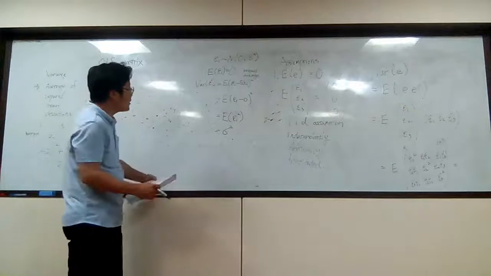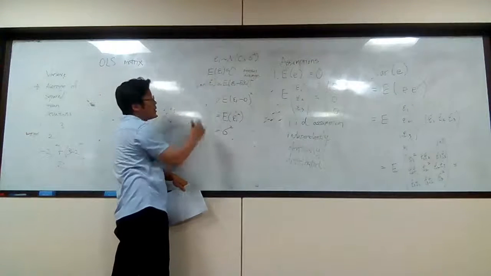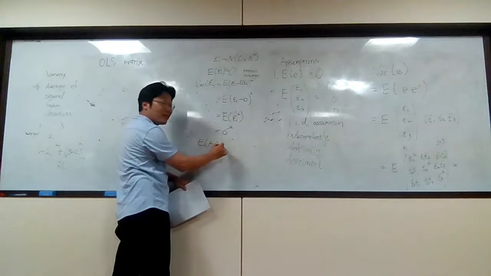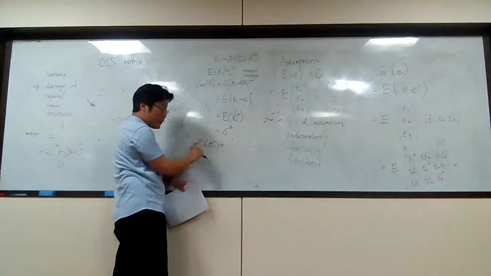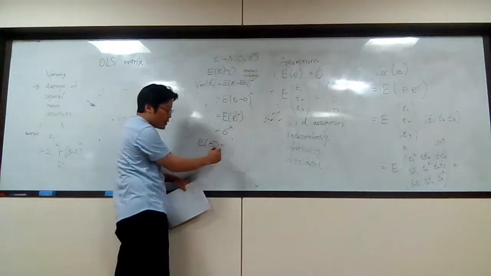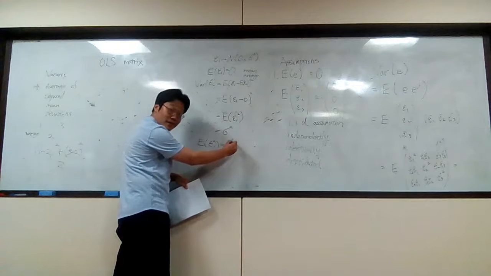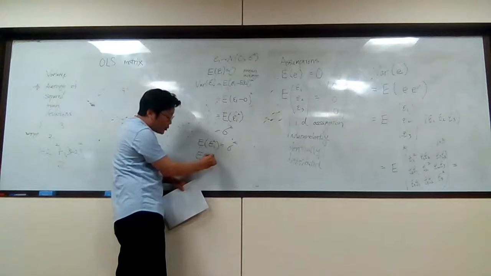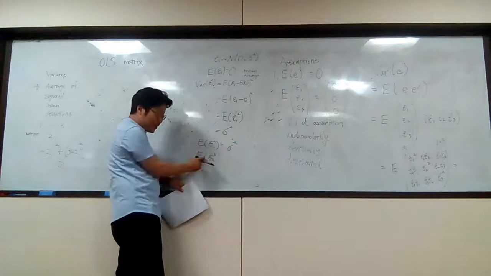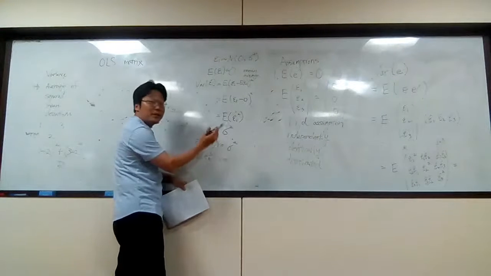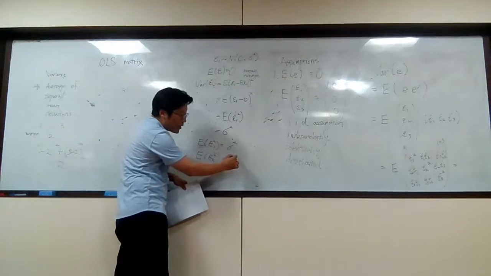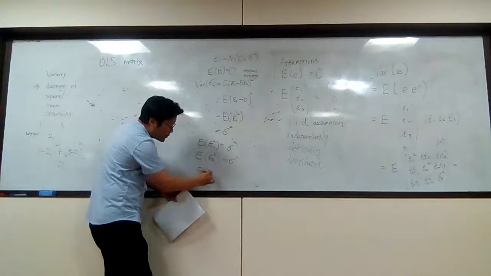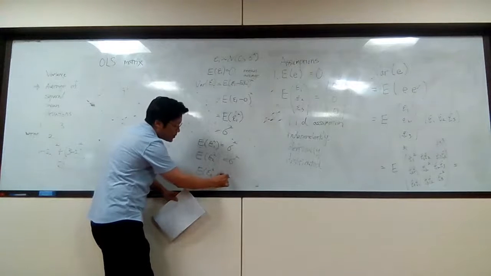This is our assumption, that means expected value of epsilon 1 square, this is the variance of epsilon 1. What is this one? Sigma square. Okay? Expected value of epsilon 2 square. This is epsilon 2. What is the variance of this one? Sigma square. Expected value of epsilon 3 square, sigma square.